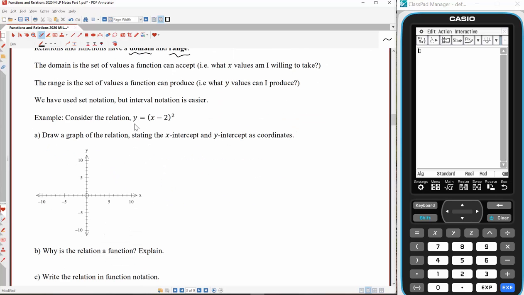All right, so consider the relation y equals (x take 2) squared. Now it's a parabola, and that parabola has moved 2 units to the right. So our typical parabola has a turning point at 0, 0. This one is going to turn at 2, 0. Y-intercept: when x is equal to 0, y equals (0 take 2) squared, that's going to be 4. And just using symmetry there as well, let's draw our parabola.